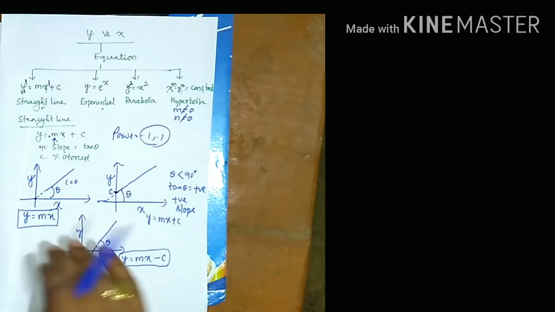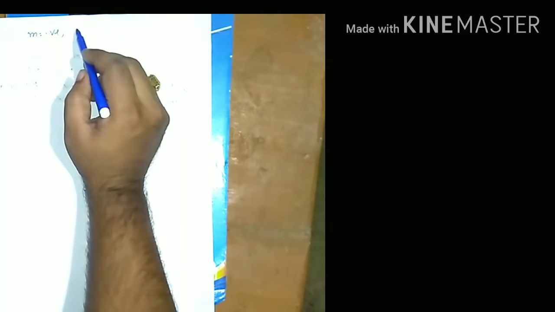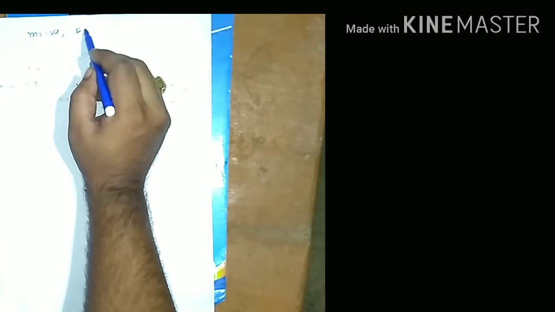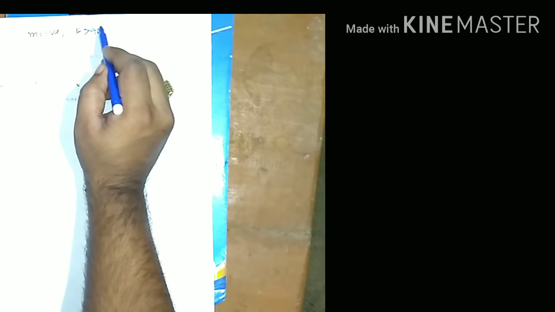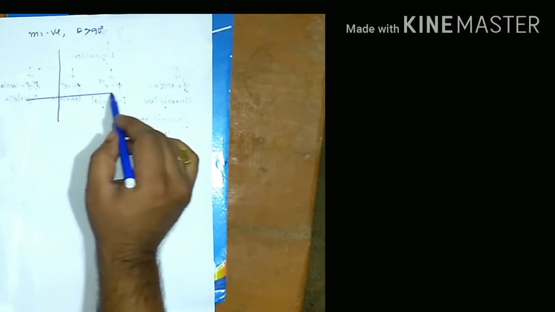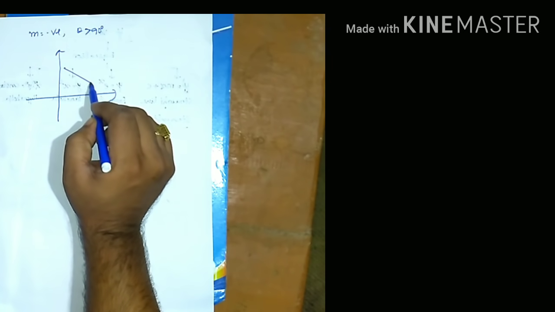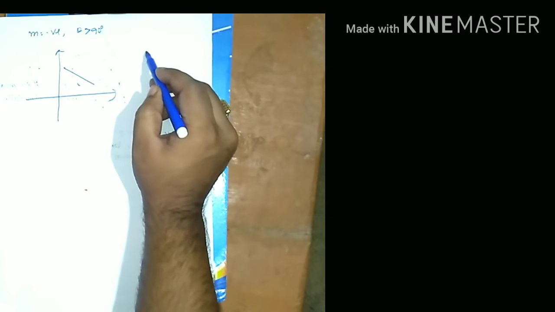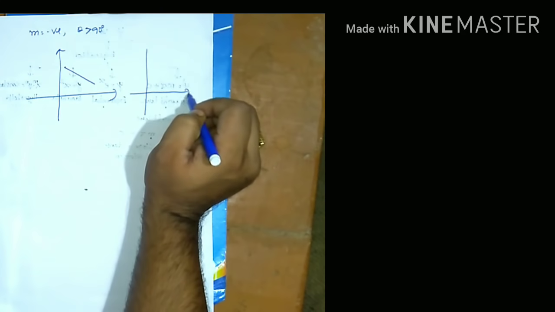Now let's go to another type of straight line where m is negative. When m is negative, slope is negative, means theta is greater than 90 degree. And how will the graphs be? The graphs will be like this. It has a decreasing slope. Clear? This is one type of graph you will get, and this is another graph also you will get.